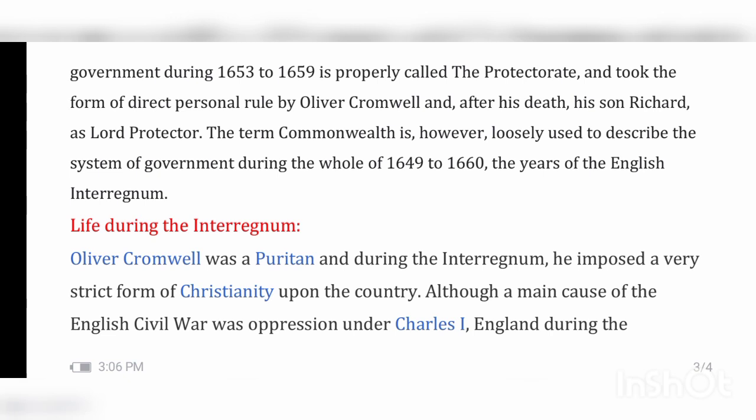The government during 1653 to 1659 is properly called the Protectorate, and took the form of direct personal rule by Oliver Cromwell, and after his death his son Richard as Lord Protector. The term Commonwealth is, however, loosely used to describe the system of government during the whole of 1649 to 1660, the years of the English Interregnum.